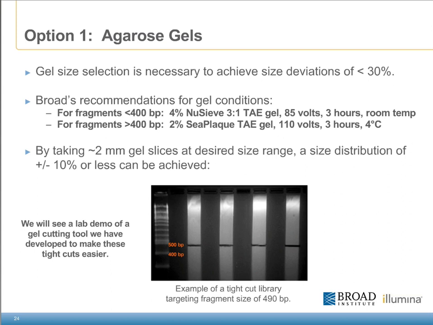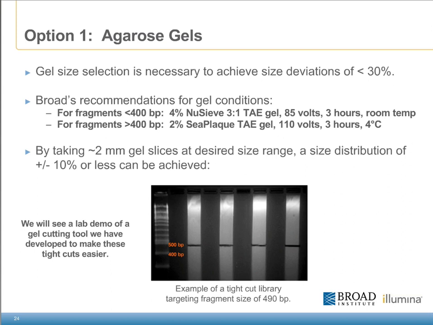Does a really good job at resolving those smaller sizes. And then for stuff that's greater than 400 base pair, up to about 1 kb, we actually run a 2% low melt gel with something called C-plaque agarose. And we run that a little faster at 110 volts, also for 3 hours, but we do this in a cold room, just to make sure that that low melt gel doesn't lose its integrity. And that does a fantastic job of resolving things right around 500 to 600 base pair.